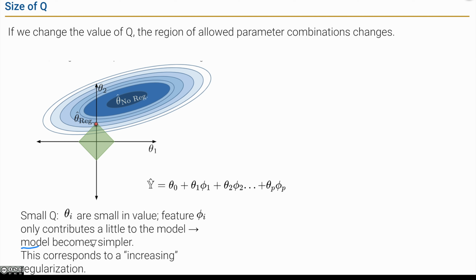Your model is going to become simpler because you're basically restricting where your parameters can lie, and the name of this is going to correspond to increasing regularization. Think of regularization as kind of limiting your model, and so if I'm making it simpler, I'm putting more regulations on it. I'm not allowing it to go to the optimal minimum here. So smaller Q corresponds to a larger regularization and a simpler model.